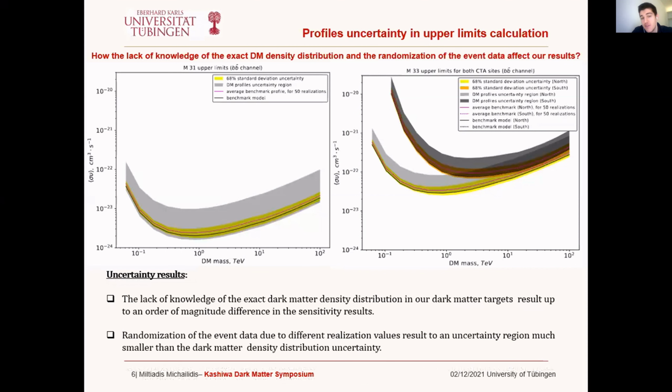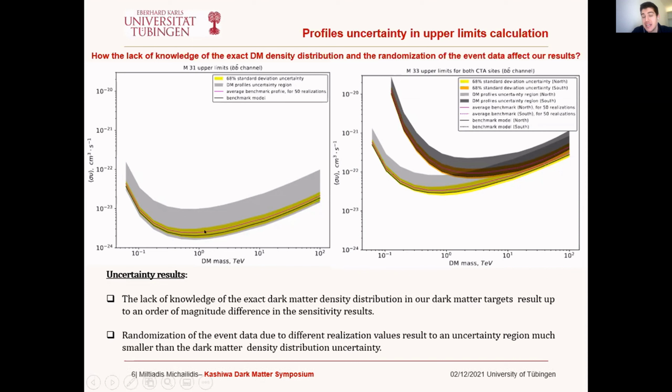We also wanted, given that we're talking about simulations, to calculate uncertainties connected to the randomization of the event data due to different realization values. Therefore, we selected 50 different realization values, and we proceeded with a calculation of the uncertainty region. So each time we're proceeding with a ctools analysis, calculating the upper limits for different realization values.